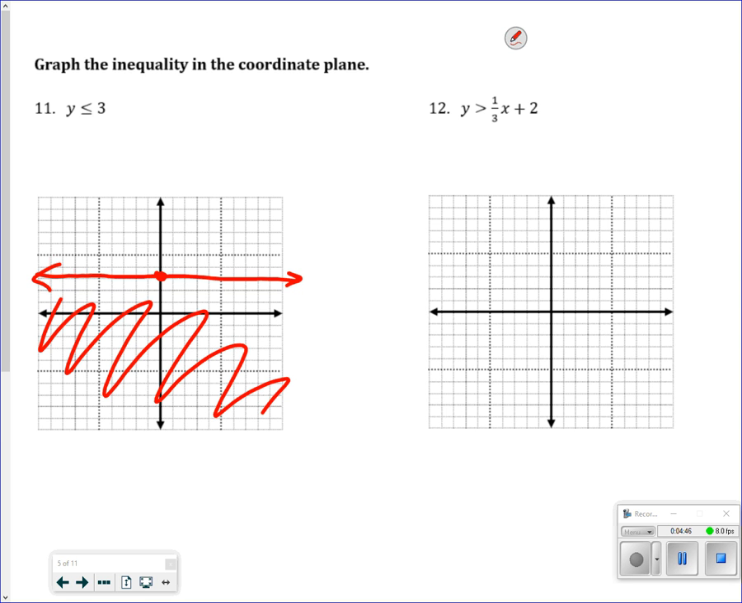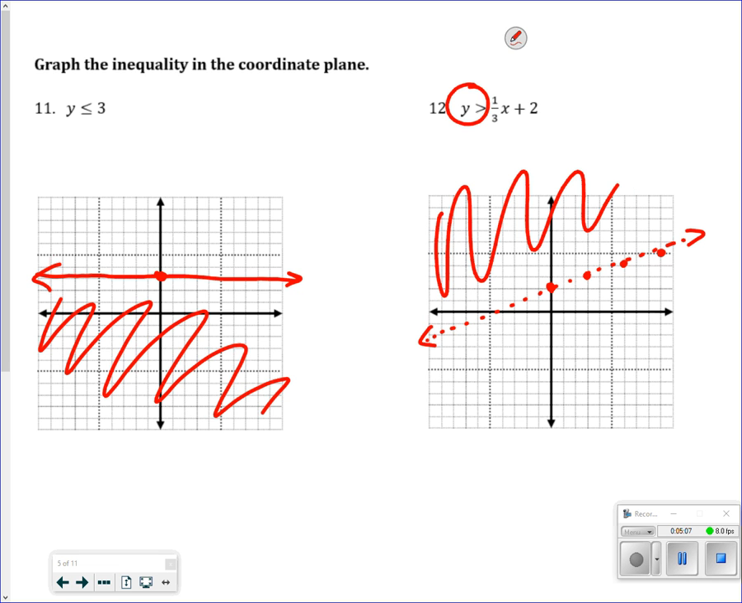So (0, 2) is the y-intercept with a slope of 1/3. So up 1, to the right 3. This time it is a dashed line, again because there is no equal to, you would dash the line. Just like the last one, it was equal to, so it was solid. Shading now. Since this is y is greater than, I would shade above the line. Every point above the line would work in this particular inequality.